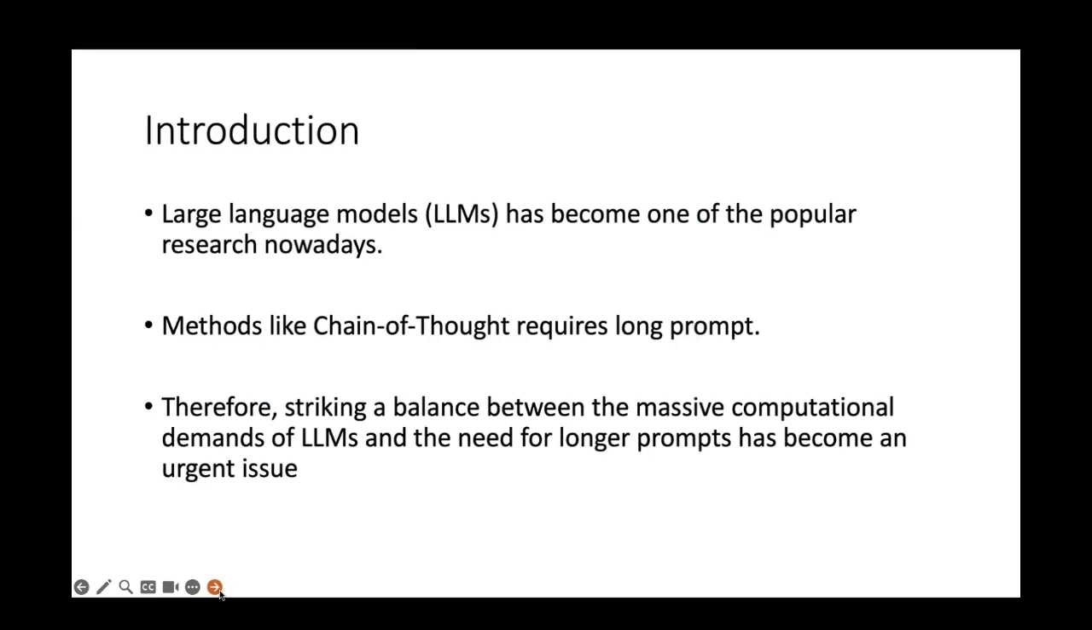So basically, we all know that large language models are becoming one of the most popular research areas nowadays, and people are trying to improve their performance using various methods, such as chain of thought. But in order to do this, it requires a longer prompt. So it's difficult to strike a balance between the massive computation and the demand for longer prompts, which has become an urgent issue because of the limitation of tokens. And that's why the idea is to use compressed prompts.